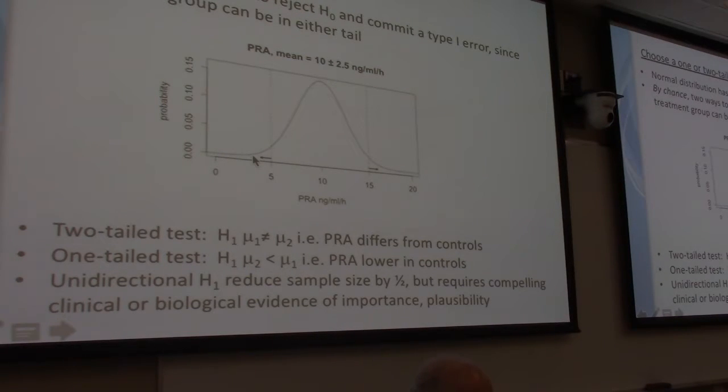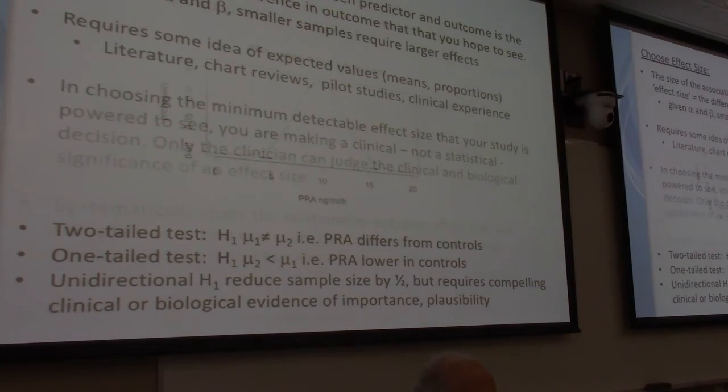In a one-tailed test, our hypothesis may be directional. So the mean blood pressure, the mean plasma renin activity in kids after angioplasty is lower than in kids who don't have angioplasty or in themselves before angioplasty. So here we have a directional hypothesis. It does reduce your sample size, but as I mentioned, it really does require compelling clinical or biological evidence that only one direction is important or only one direction is possible. So I'd ask you to bear that in mind.